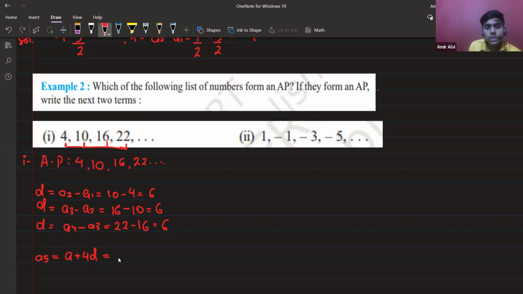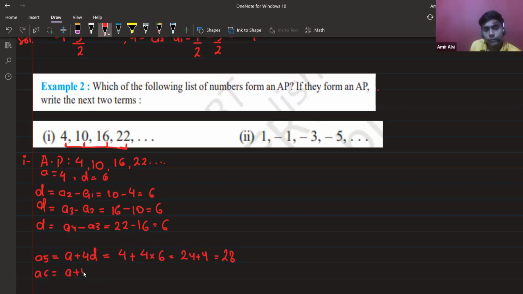What is the value of a? 4. What is the value of d? 6. Very good. So a plus 4d is there. a is 4, d is 6. 4 into 6 is 24, plus 4 equals 28. Got it?